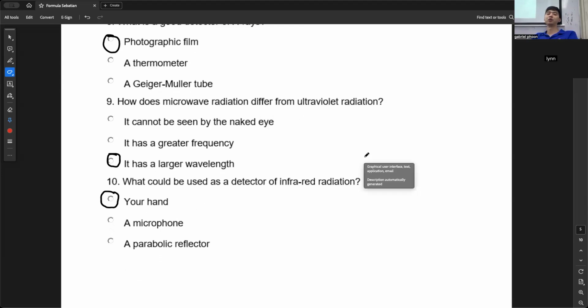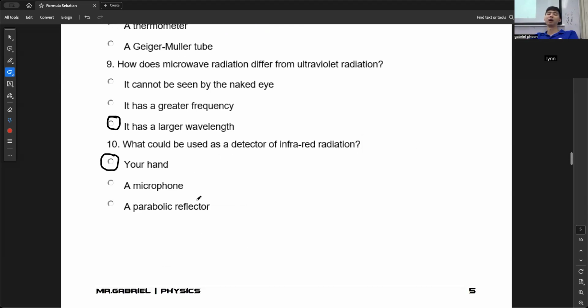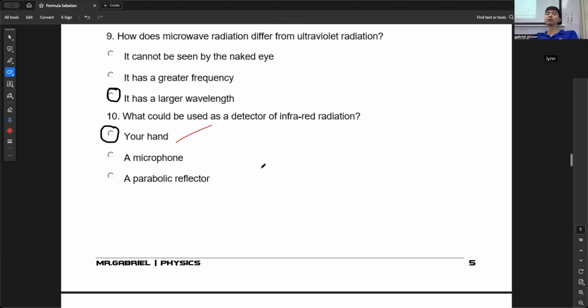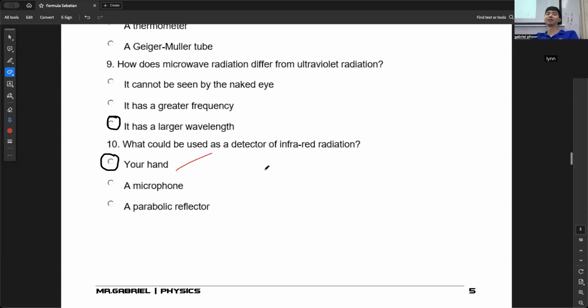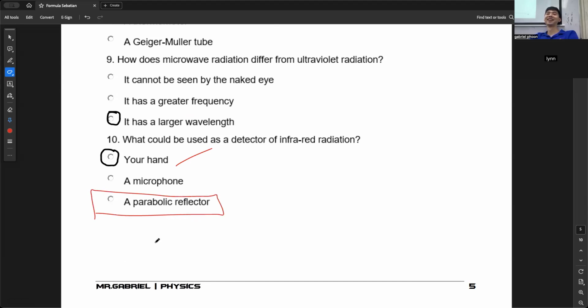Question number 9, you're supposed to get, it has a larger wavelength. All these are relatively straightforward. And question 10, your hand is good for infrared radiation. What was your answer? Parabolic reflector, is it? What's a parabolic reflector, may I ask? Yeah, you put your hand on top of fire, you can detect infrared radiation.